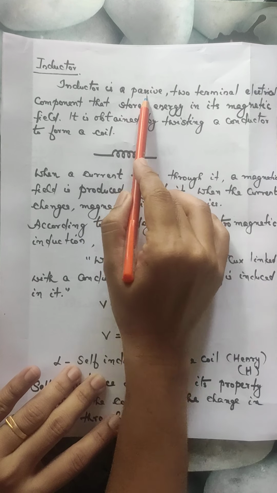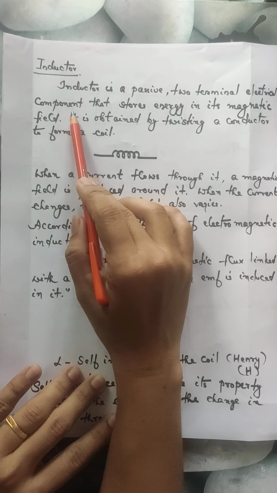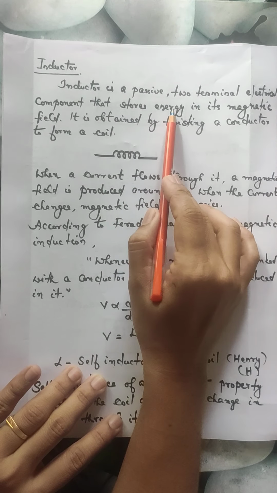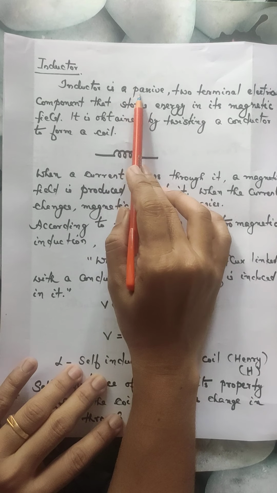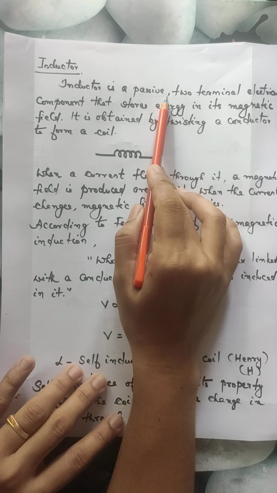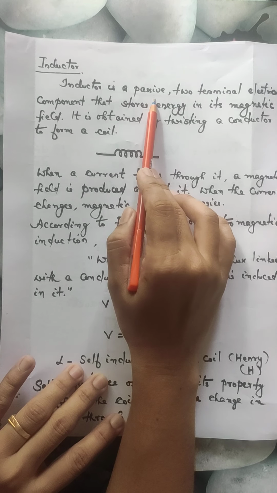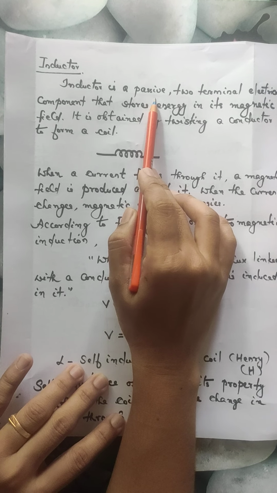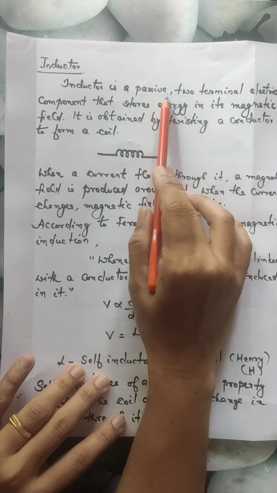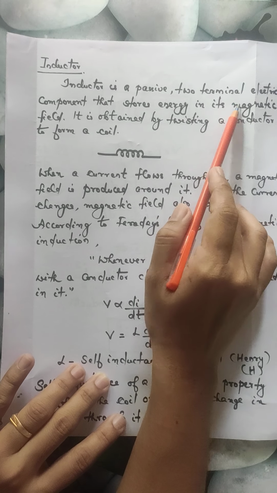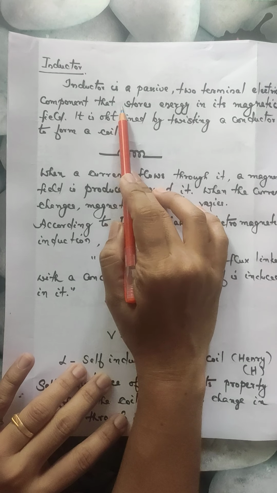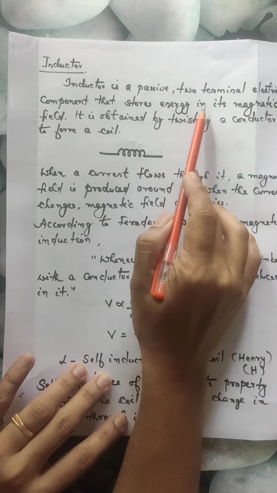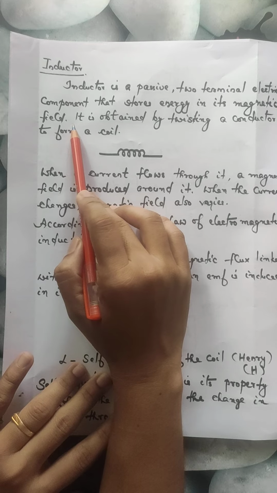An inductor is a passive two-terminal electrical component that stores energy in its magnetic field. It is a passive component, which means it is not capable of supplying energy. It is a two-terminal component, having two terminals, and it is capable of storing energy in its magnetic field.